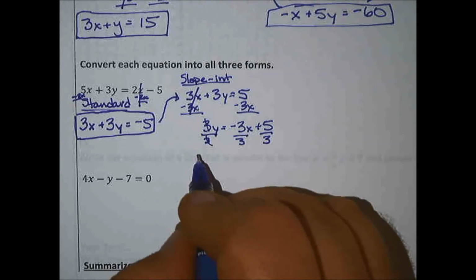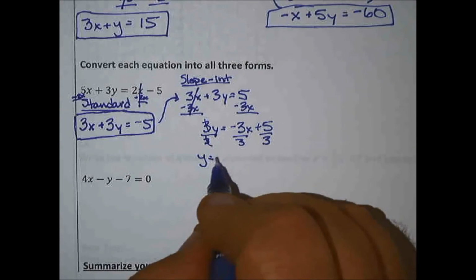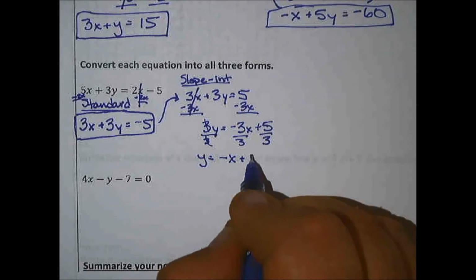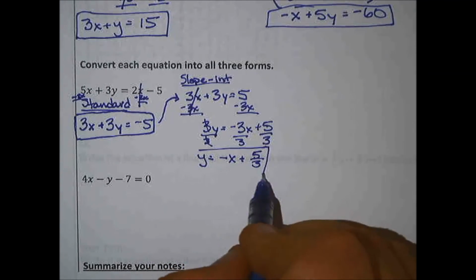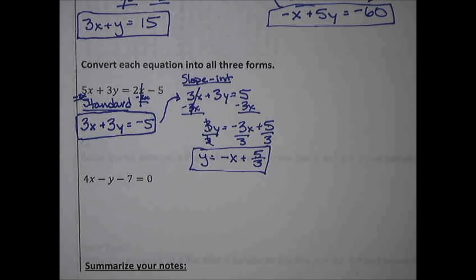Okay, so my 3's go away. Y equals negative 3 divided by 3 is negative x. 5 divided by 3, we're going to leave that as 5/3. Again, you can go to a decimal, but it's an ugly decimal, and I don't want to do that.